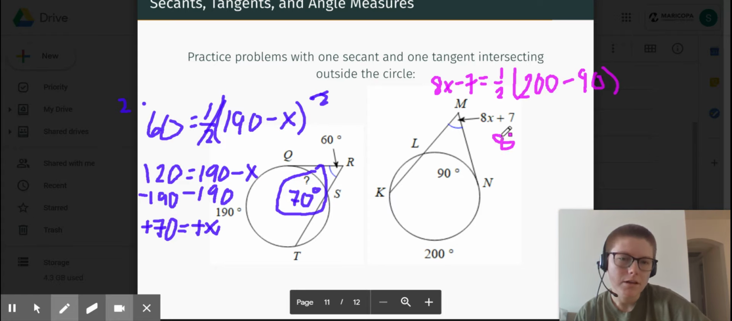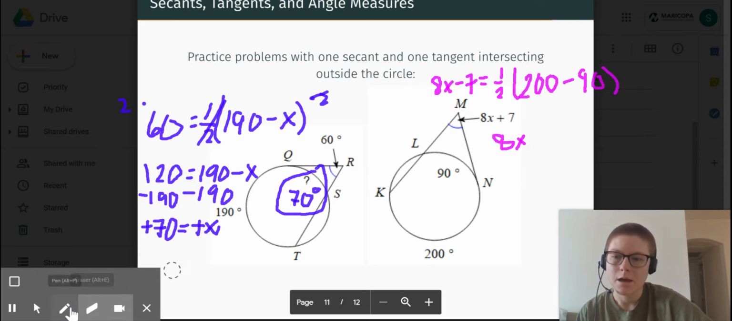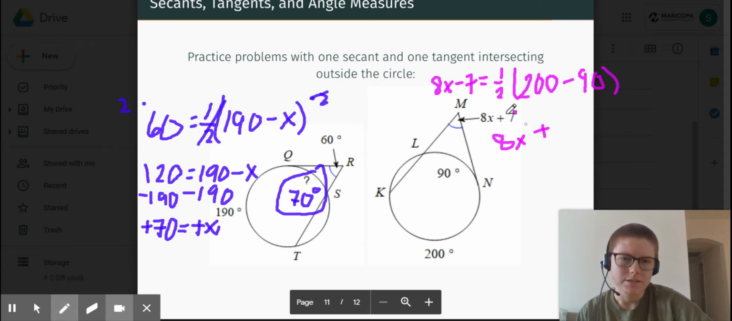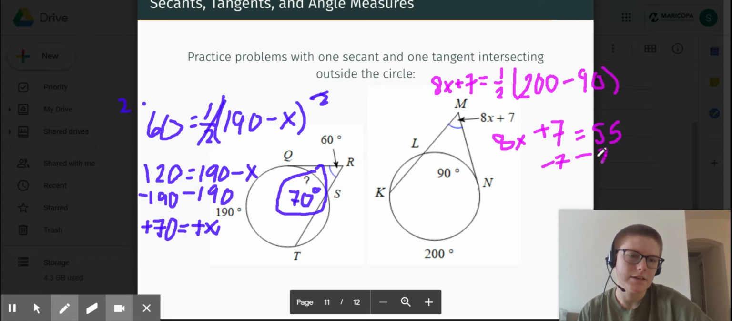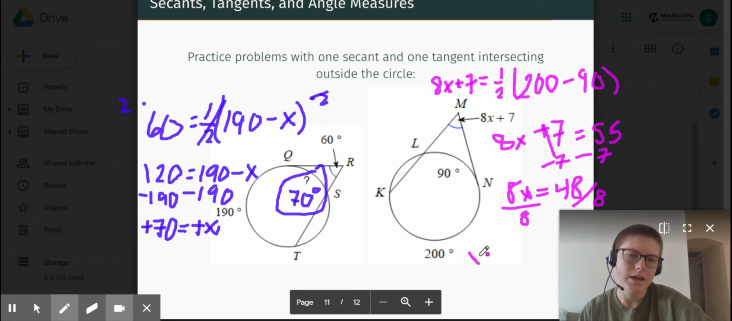So then we know that was a bad 8x minus, oh, it is plus. I'm being silly. 8x plus 7 equals 55. We're going to subtract our 7, 8x equals 55 minus 7 is 48. All right, to get x by itself, we divide by 8 on both sides. So x equals 6, and we're done.